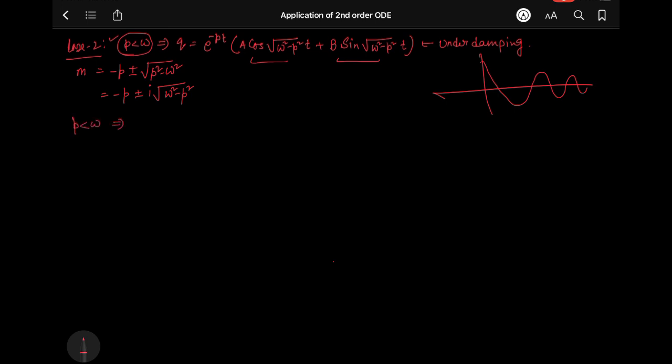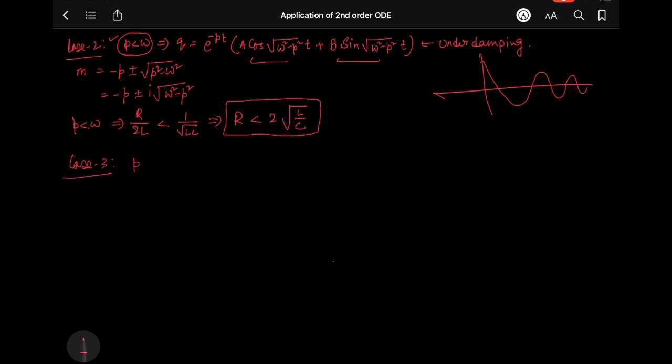So P less than omega is nothing but R by 2L less than 1 by root over LC. From here, R is less than 2 times root over L by C. So this is the condition for under damping.